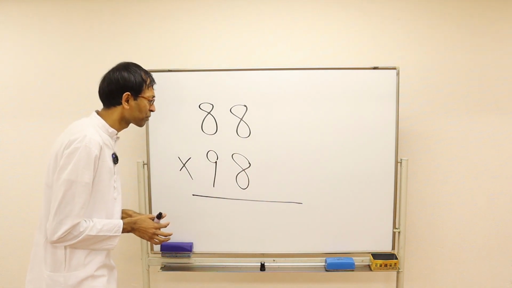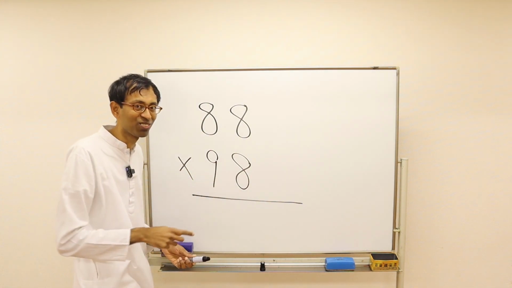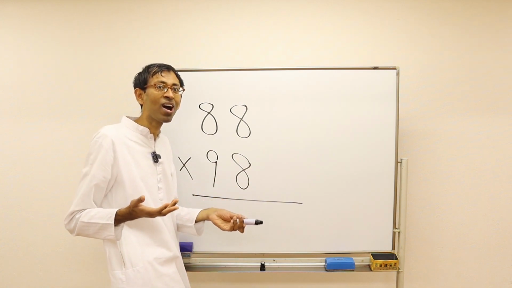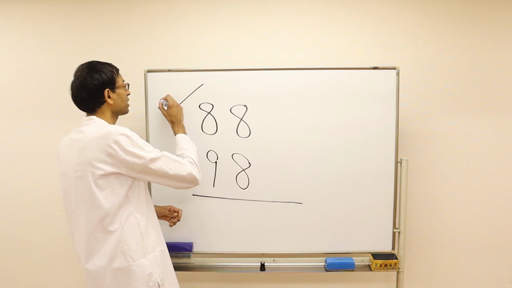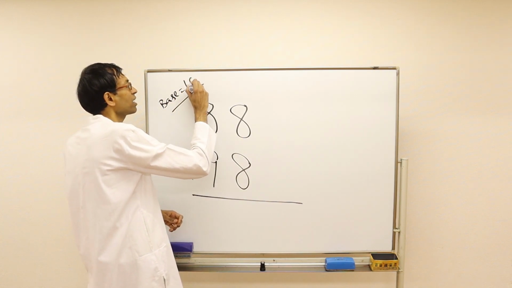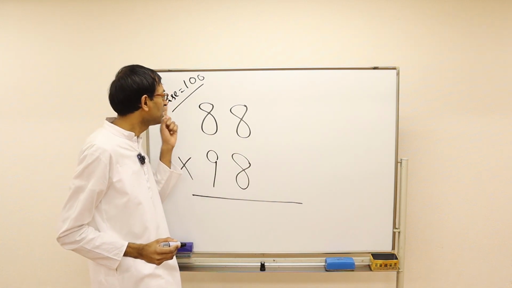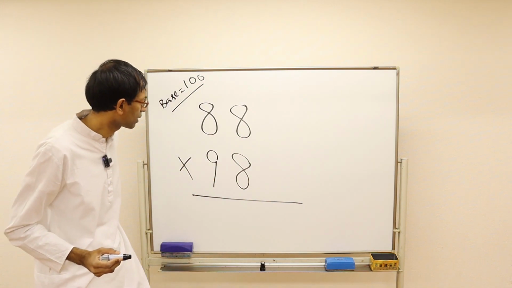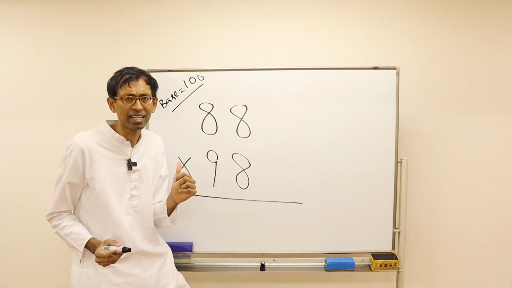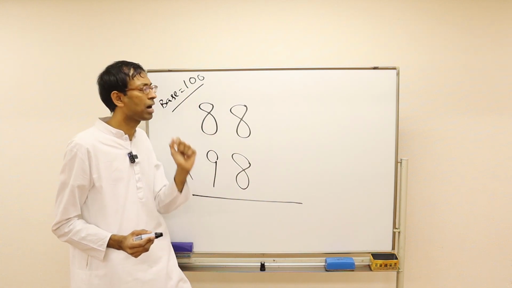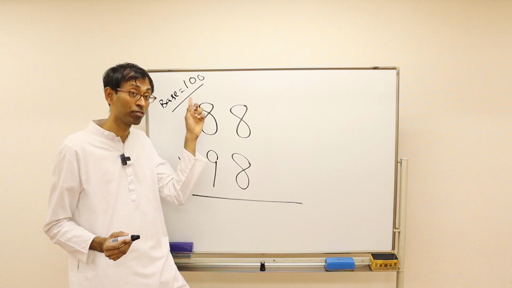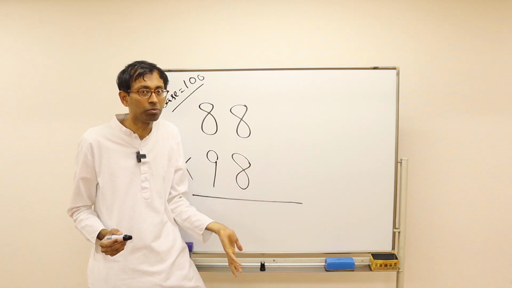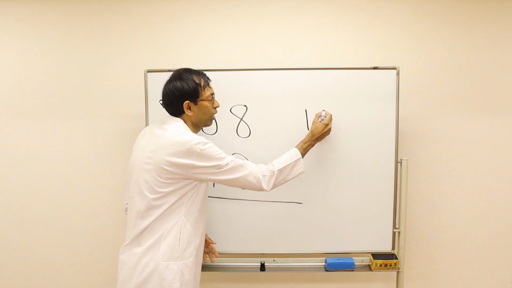Okay, are you ready? See, one of these numbers, 98, is very close to our friend. What is the base number that is close to 98? It's 100. Okay, we write here that the base is 100. Now we will see how this friend will make our life easy. First, we will see this number 88. We have to see how much this number is away from our base. How much is 88 away from 100? It's 12 away. Okay, 100 minus 88 is 12. So we write that 12 here.